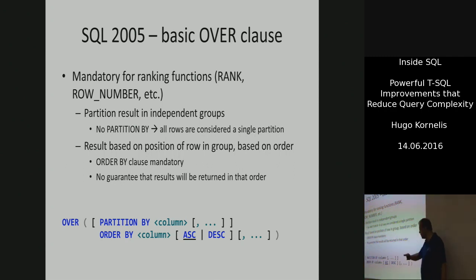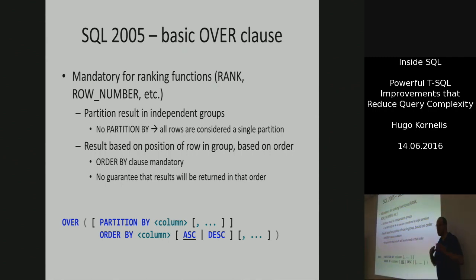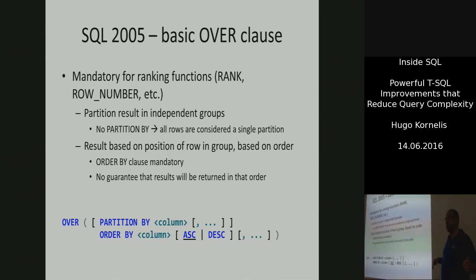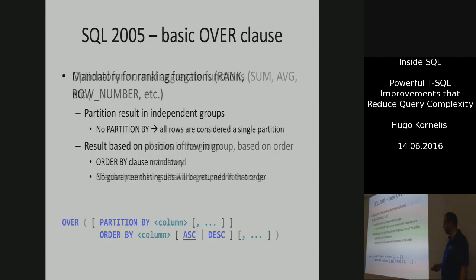So here's the syntax. OVER, PARTITION BY one or more columns. This defines the groups. This defines where the counting resets. ORDER BY. Then each group is logically ordered, and a ROW_NUMBER simply is the position of that row in the group. A RANK is the rank of that row in the group, etc. Again, most people know this. This is not where I'm going to spend much time.